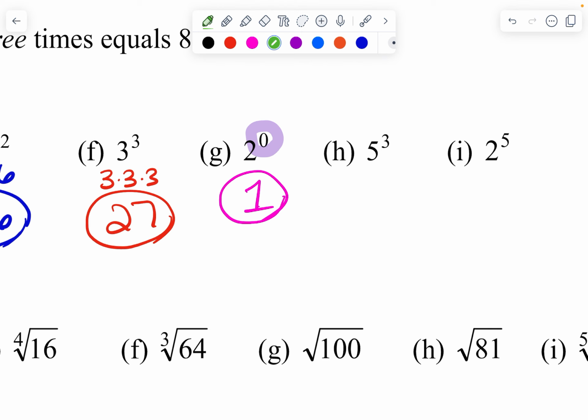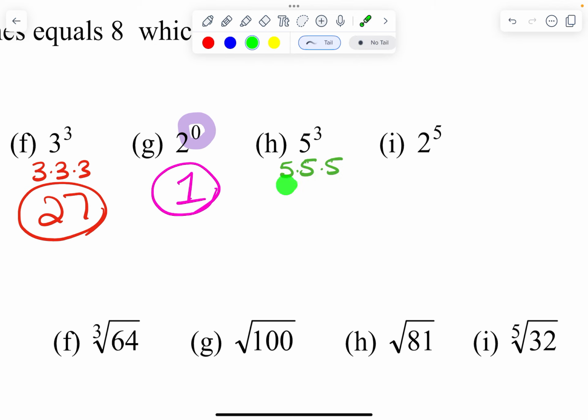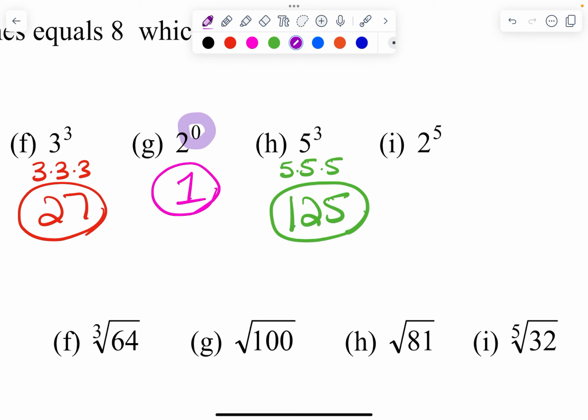To finish up H and I here, I think that's going to be the end of that row. Yes, it is. So we've got 5 times 5 times 5. So that's going to be 5 times 5 is 25, and then 25 times the third 5 is going to be 125. And last but not least, I need 2 to the 5th power.